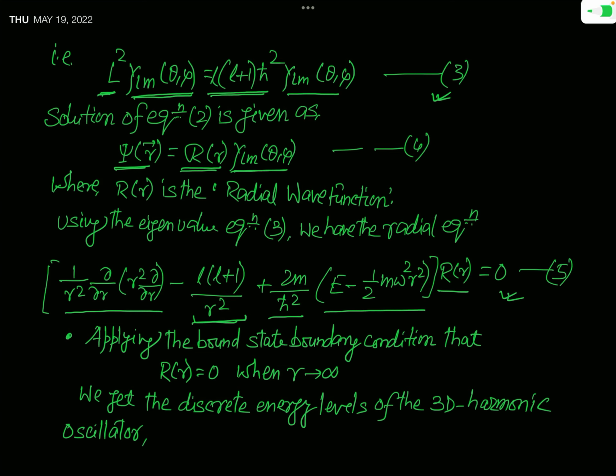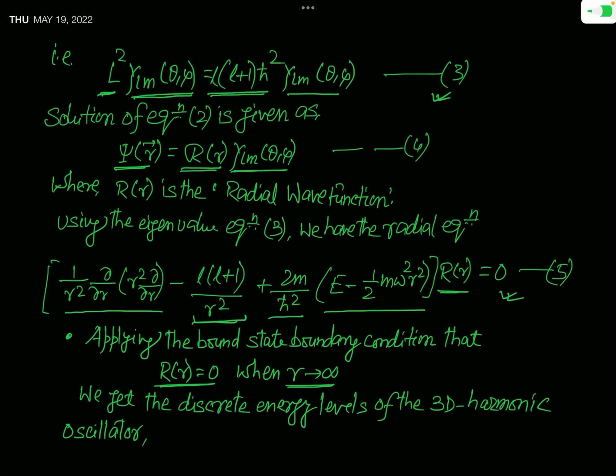Now you know this wave function R of r satisfies a particular boundary condition. We have studied this in the case of the central potential problem in quantum mechanics, particularly the hydrogen atom, that R of r is equal to 0 when r tends to infinity, because this function is bounded. Now applying this boundary condition and solving the equation, we again get the energy eigenvalue.